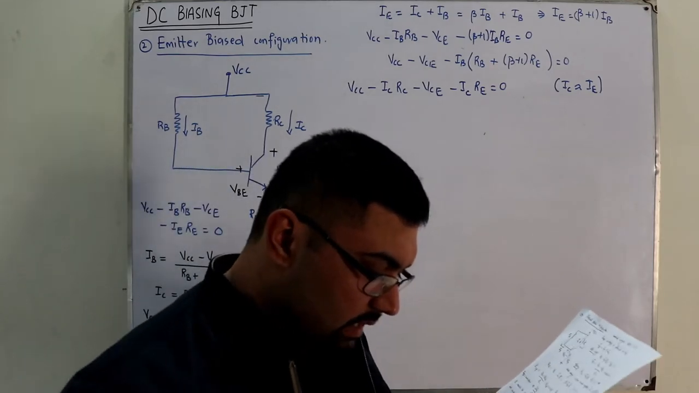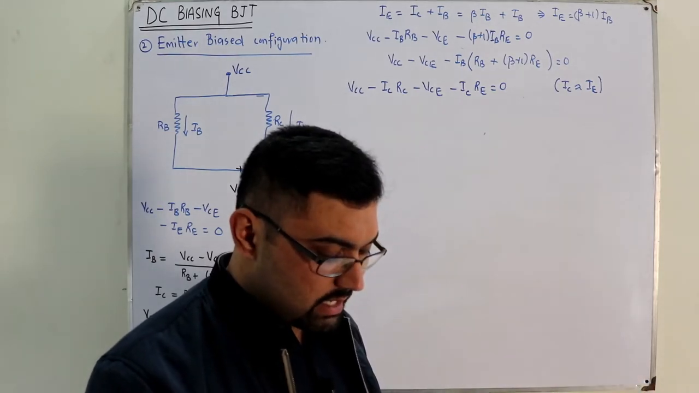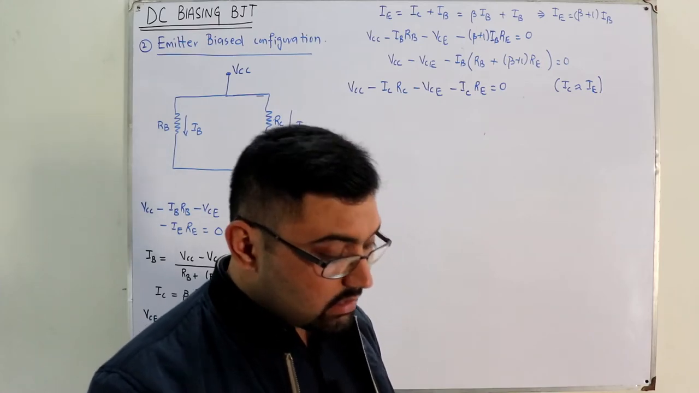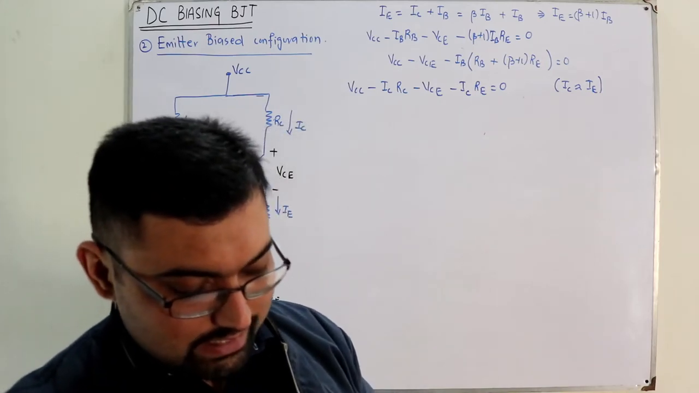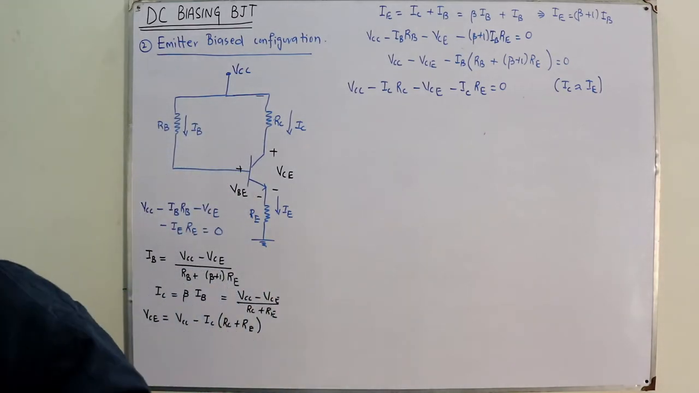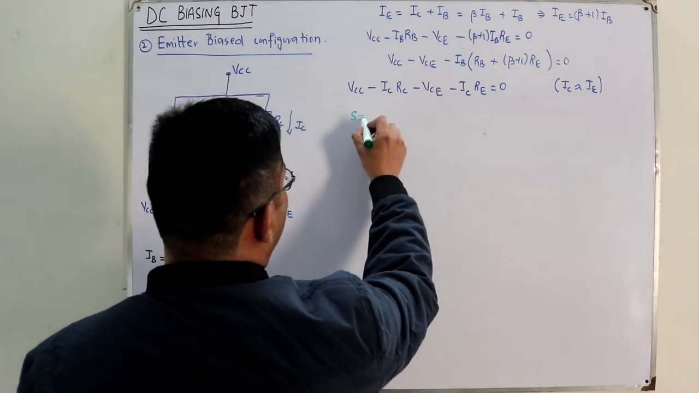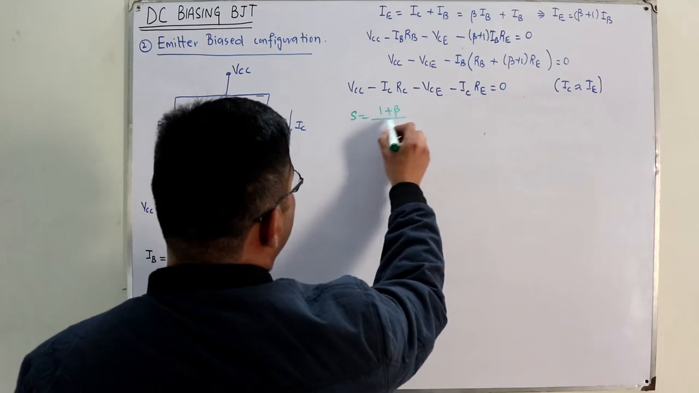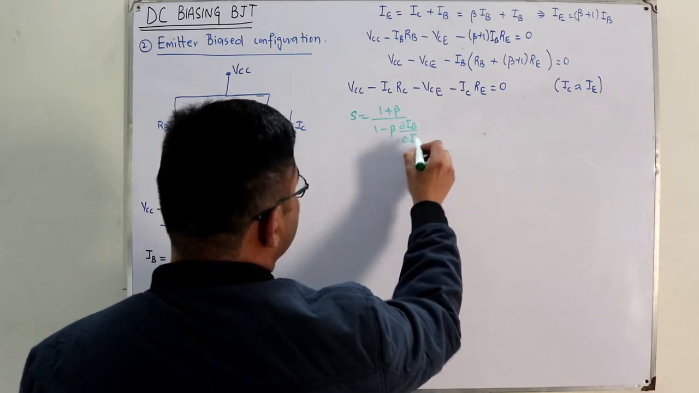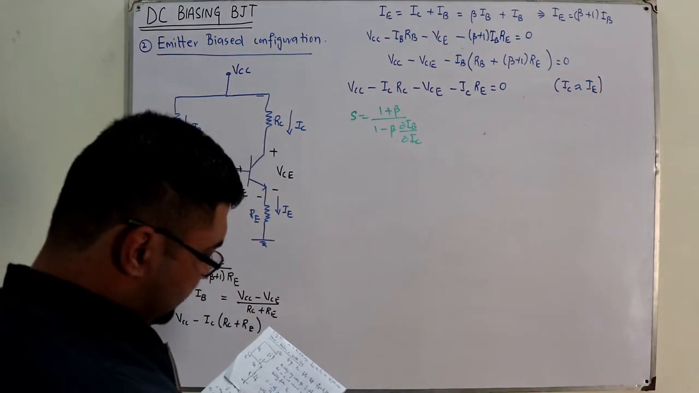We are interested in the stability factor. So what do we have? The stability factor S. We know that S is equal to 1 plus beta divided by 1 minus beta dIB with respect to dIC. So we need to have dIB by dIC.